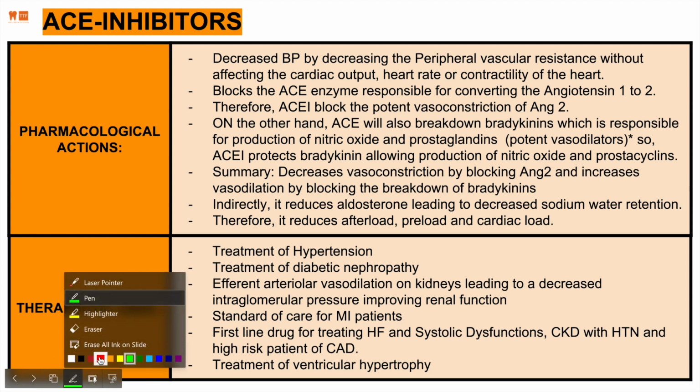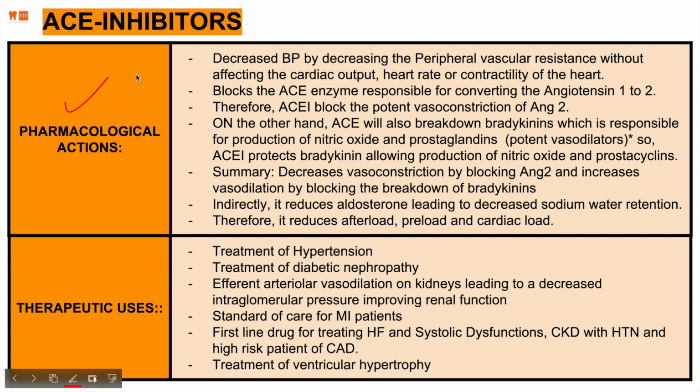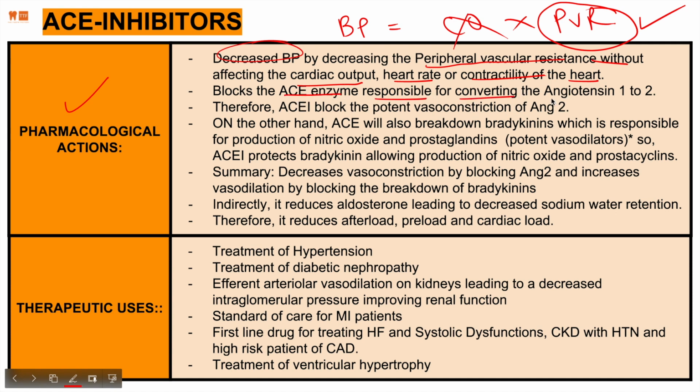ACE inhibitors, details. Pharmacological action. Decrease blood pressure, simple, by decreasing the PVR without affecting cardiac output, heart rate, or contractility. So remember the formula? BP equals CO times PVR. Well, ACE inhibitors only act here. That's it. It has nothing to do with cardiac output. PVR only. Okay. It blocks the ACE enzyme responsible for converting angiotensin 1 to angiotensin 2.